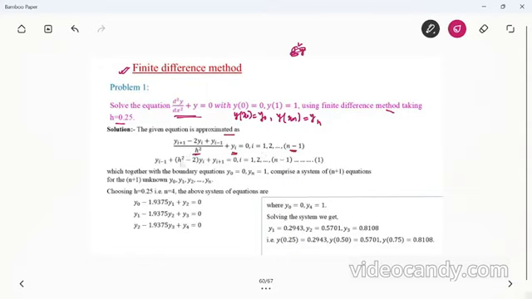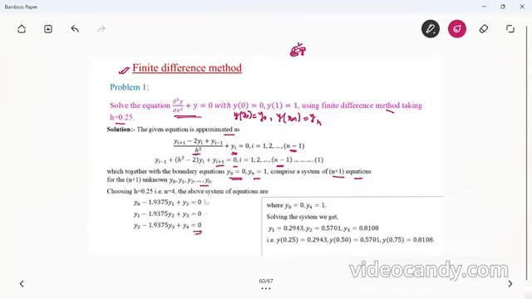Therefore, yi minus 1 plus (h square minus 2) yi plus yi plus 1 equals 0, i equals 1 up to n minus 1, which together with the boundary equations y of 0 equals 0, y of n equals 1, comprise a system of n plus 1 equations for n plus 1 unknowns y0, y1, y2 up to yn. Now we will choose h equals 0.25, that is n equals 4. Then the above system becomes y0 minus 1.9375 y1 plus y2 equals 0, y1 minus 1.9375 y2 plus y3 equals 0, y2 minus 1.9375 y3 plus y4 equals 0.